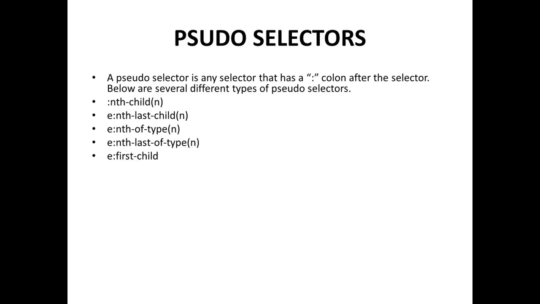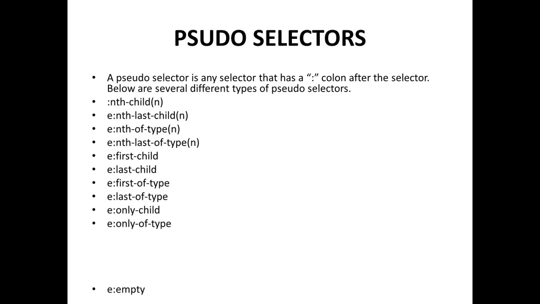Okay, pseudo selectors. A pseudo selector is any selector that has a colon after the selector. Below are several different types of pseudo selectors, and this is how we target different elements in CSS. You'll notice the E just represents the name of our div, our class, or whatever we're targeting. Then we use the colon, and we call these pseudo selectors after those colons, and that'll target different elements within those.